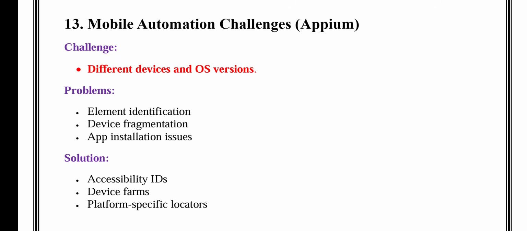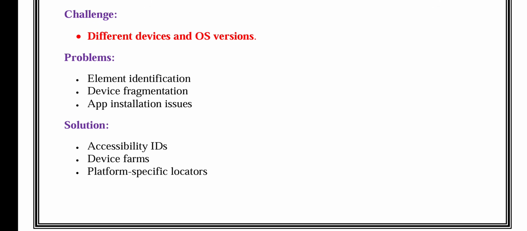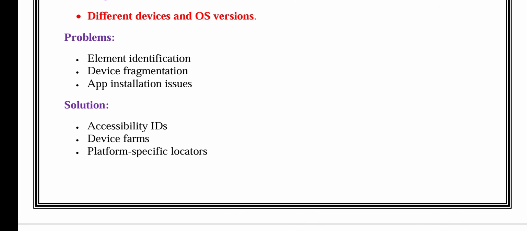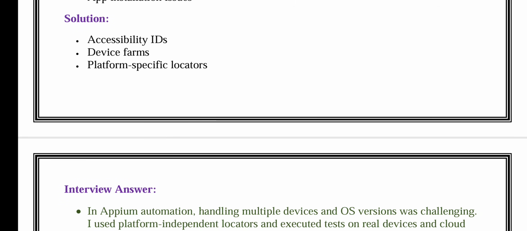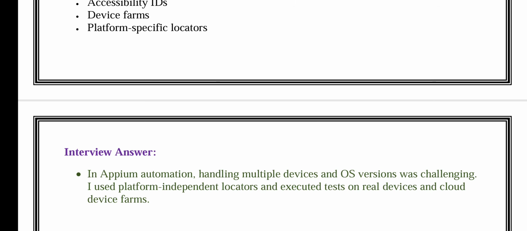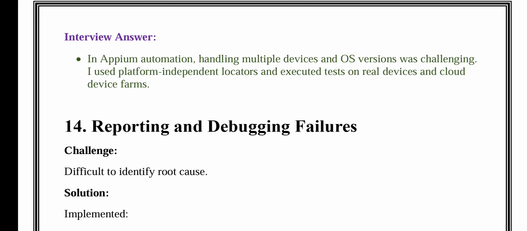If you are working on Appium, some of the challenges in mobile automation occur like different devices or OS versions. Here the problems are element identification in these devices, device fragmentation issues and app installation issues. The solution is accessibility IDs, device farms and platform specific locators. In short form, in Appium automation, handling multiple devices and OS versions was challenging. I used platform independent locators and executed tests on real devices and cloud device farms.